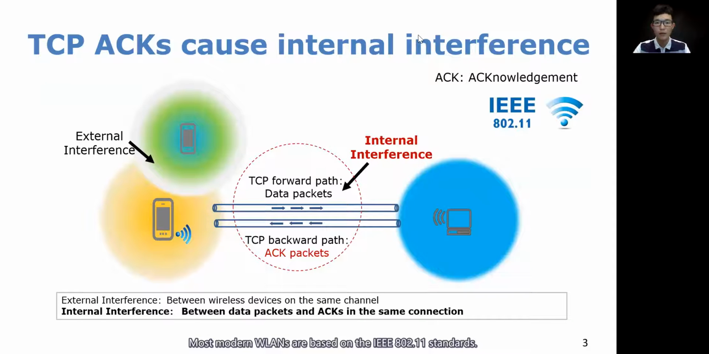Most modern WLANs are based on the IEEE 802.11 standards. It is well studied that medium access overhead in WLAN can significantly reduce TCP throughput. This is because TCP ACKs cause internal interference on the same connection.